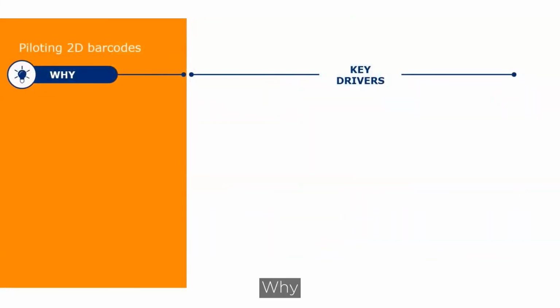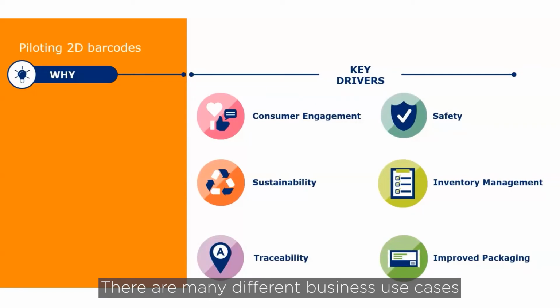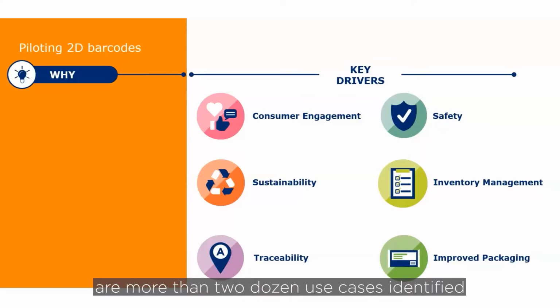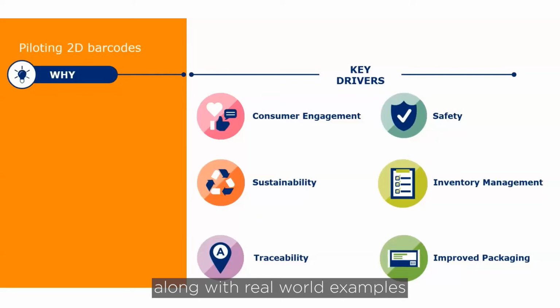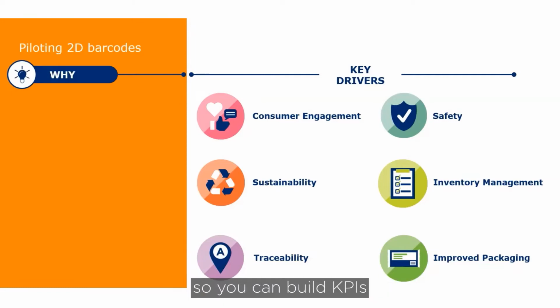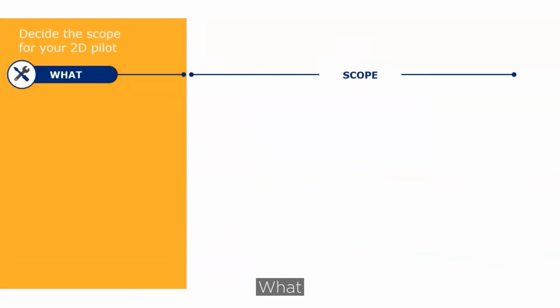Why? There are many different business use cases that can be enabled by 2D barcodes and the power of more data. Within the toolkit are more than 24 use cases identified, along with real-world examples. There are also multiple support tools for determining the benefit and cost logistics, so you can build KPIs and set priorities for your pilot.